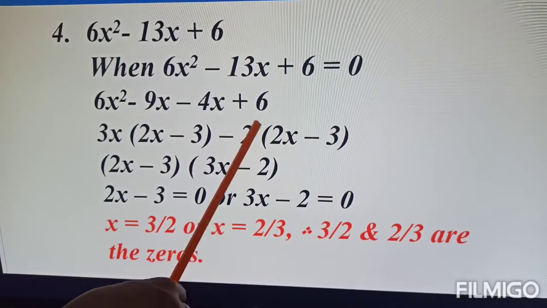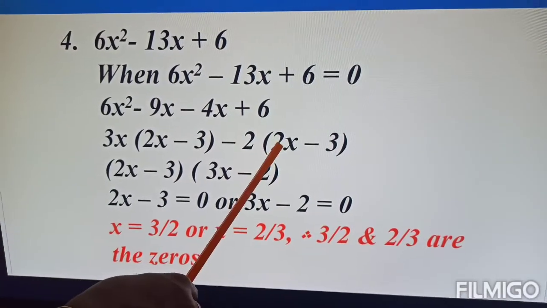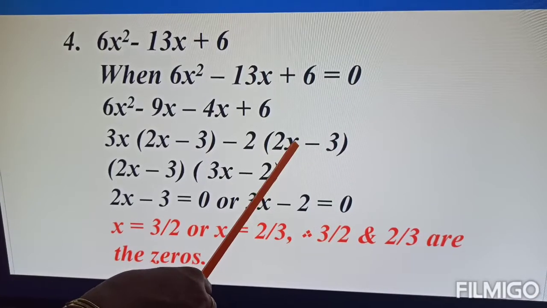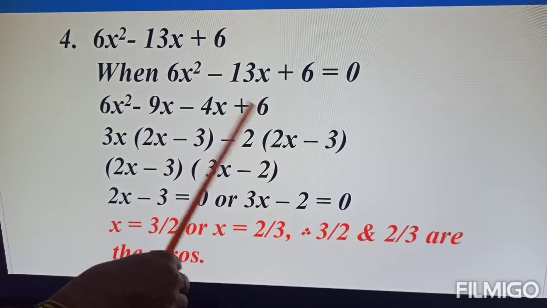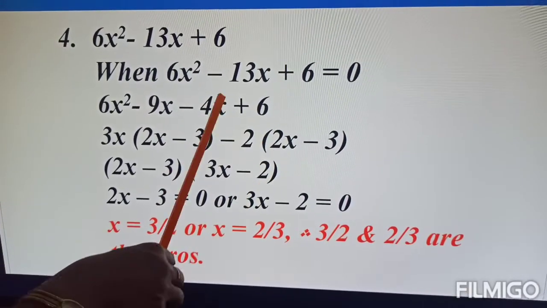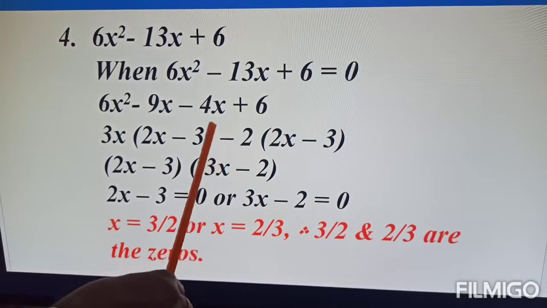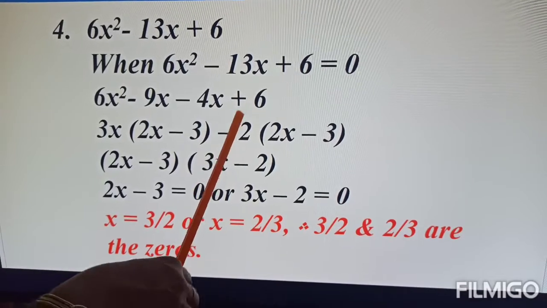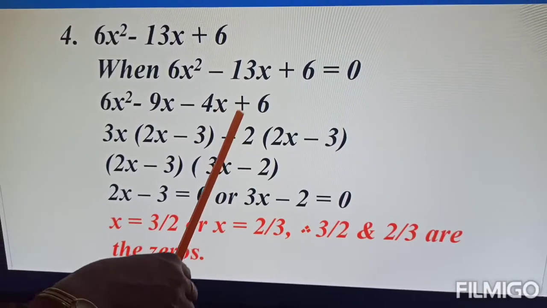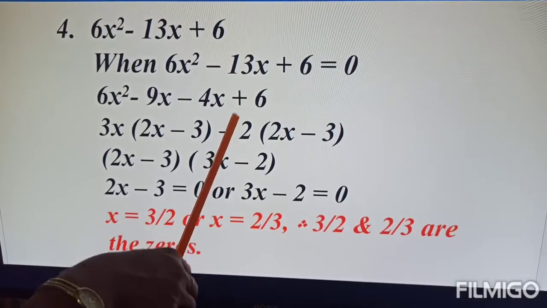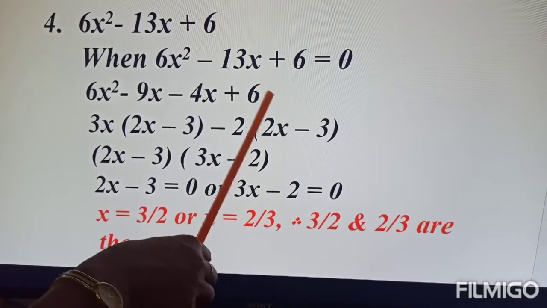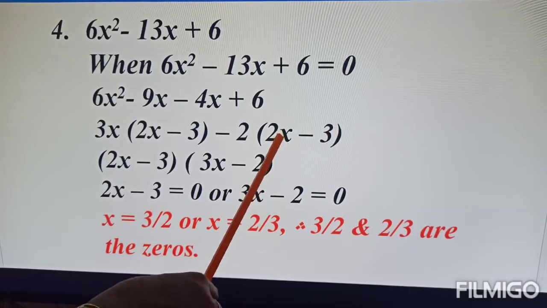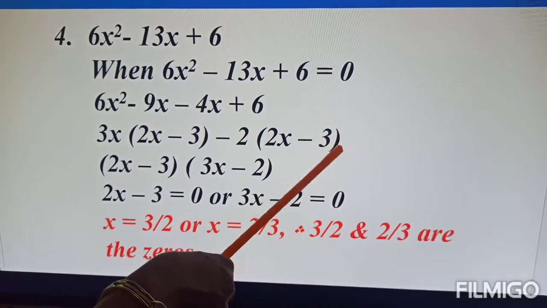Minus 2. 2 2s are 4. Then x will remain. And 2x is the remainder by the first term. And minus into minus, minus into plus, minus. Here minus we took outside, common. Therefore, we have to multiply minus into plus, minus. 2 3s are 6. Therefore, 2x minus 3 we got inside.